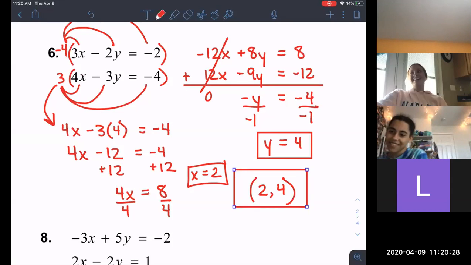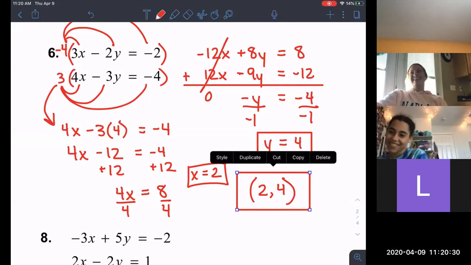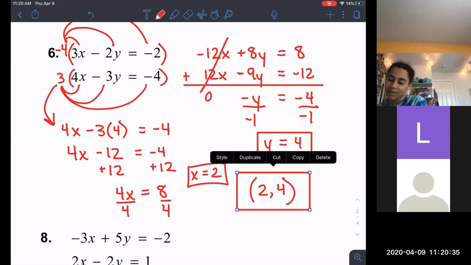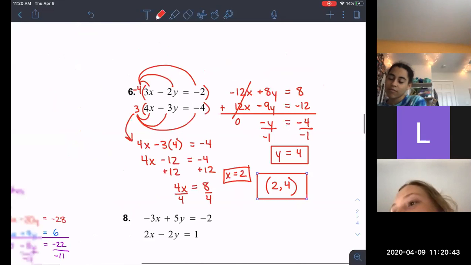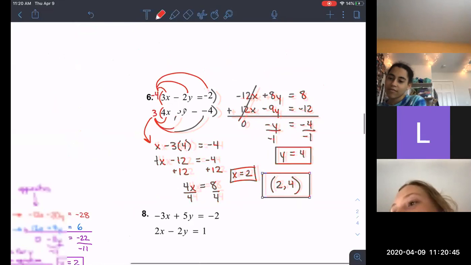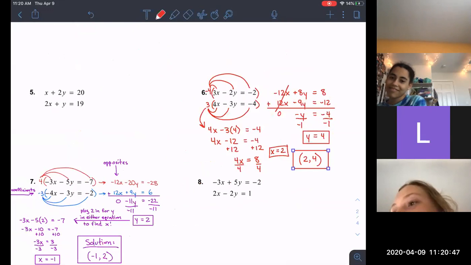Just don't forget to write your answer as an ordered pair and always put the X first and always put the Y second. Even though we got our answer for X second in the problem, it still has to go first in the ordered pair. We always got to put the ordered pairs in the right order. That's why they're called that. Okay, so questions about that? Speak now or don't speak.